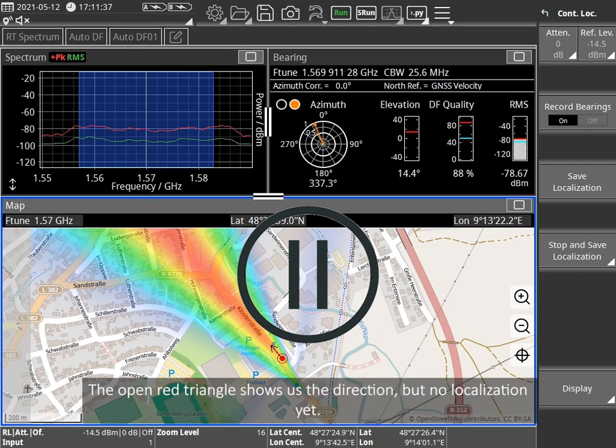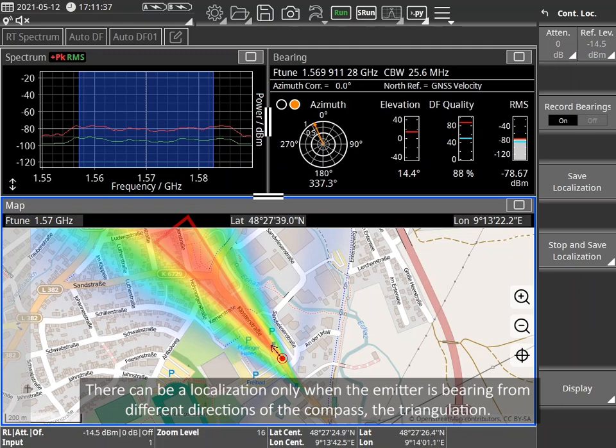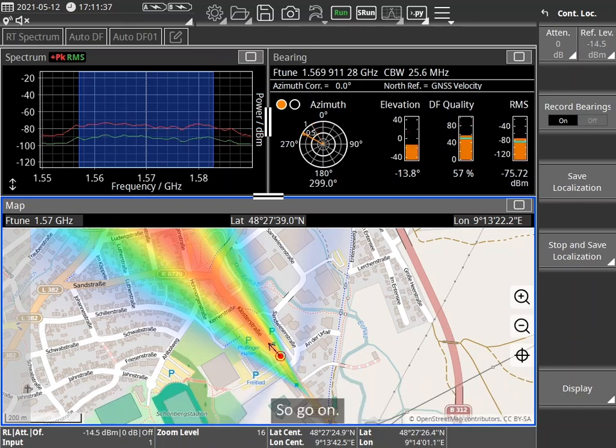The open red triangle shows us the direction, but not a localization yet. There can be a localization only when the emitter is beared from different directions of the compass, the triangulation. So go on.